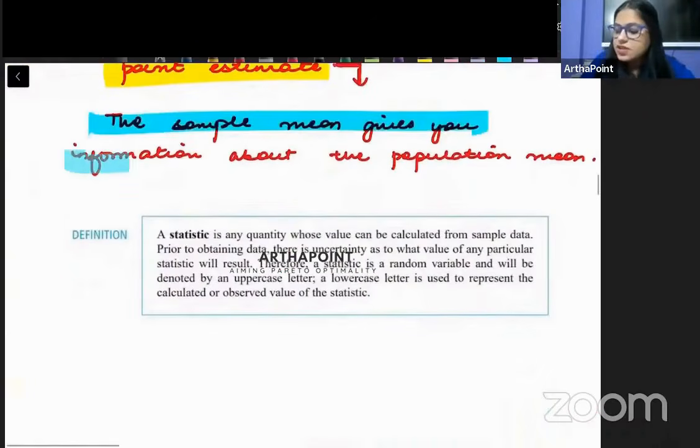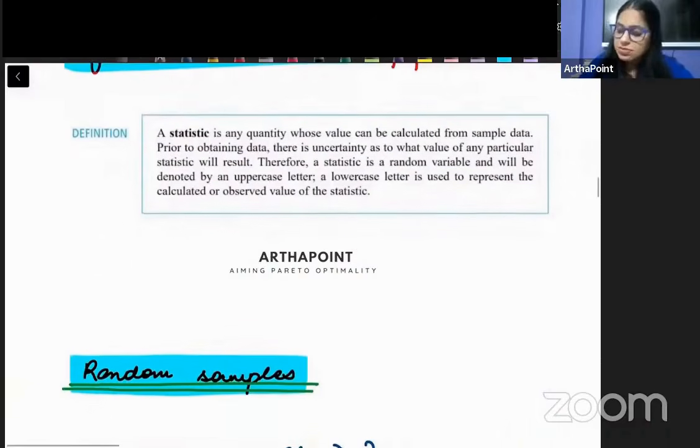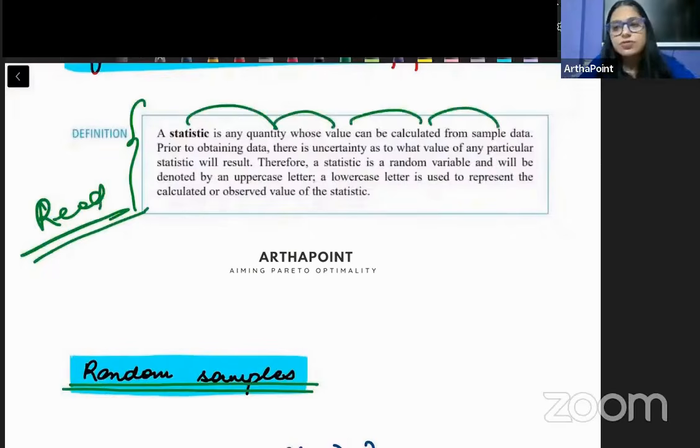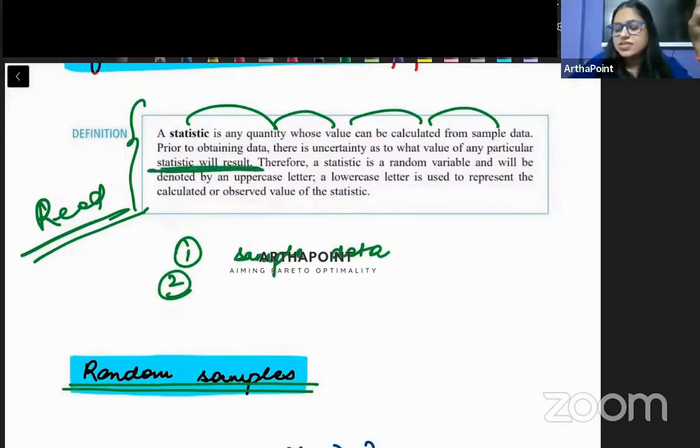The sample mean gives information about the population mean. ठीक है बच्चे, this is a definition given in the book. इसको एक बारी हम read कर लेते हैं. Let's read this out. A statistic is any quantity whose value can be calculated from sample data. तो सबसे पहली बात ये है कि how do we calculate the statistic? We calculate the statistic based on the sample data. Right? Second, prior to obtaining data, there is uncertainty as to what the value of any particular statistic will be.